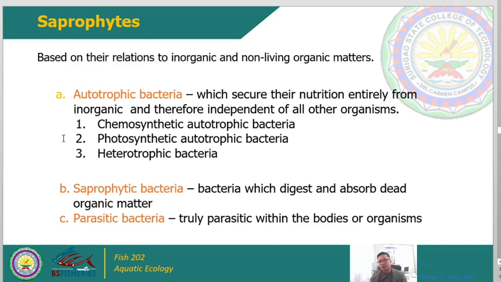So we classify the saprophytes into three: autotrophic bacteria, saprotrophic bacteria, and parasitic bacteria. Autotrophic are basically classified into chemosynthetic, photosynthetic, and heterotrophic bacteria. And the saprophytic bacteria are basically the bacteria that ingest and absorb dead organic matter. The parasitic bacteria are truly parasitic, no? Within the bodies of organisms, that sometimes may cause diseases, pathogens, no?